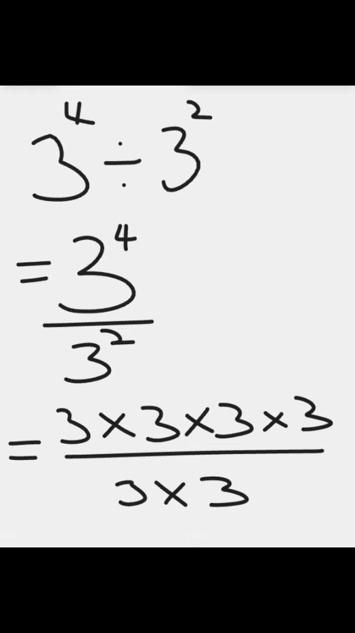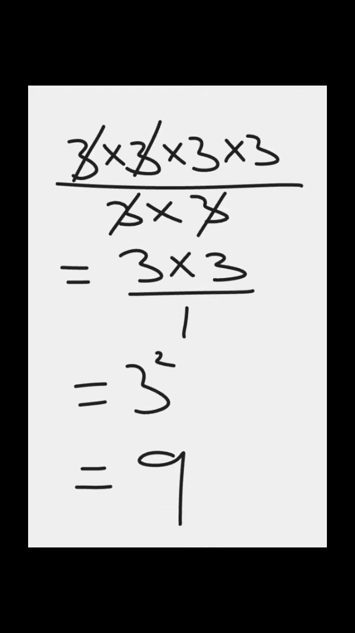Now, if you expand that, you're going to have 3 times 3 times 3 times 3 over 3 times 3. Then you have to strike out the numerator by the denominator. So if you use the 3's below to strike out the 3's above, one 3 cancels one 3, then the second 3 cancels the other 3. Then you're left with 2 3's on top as the numerator.